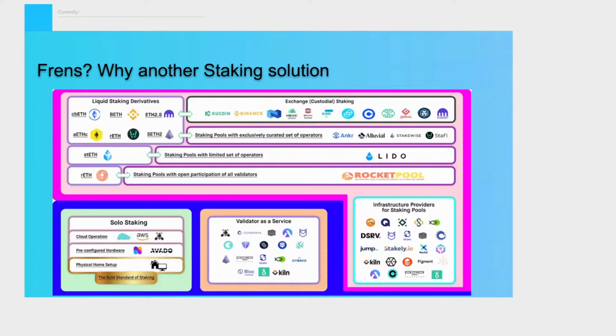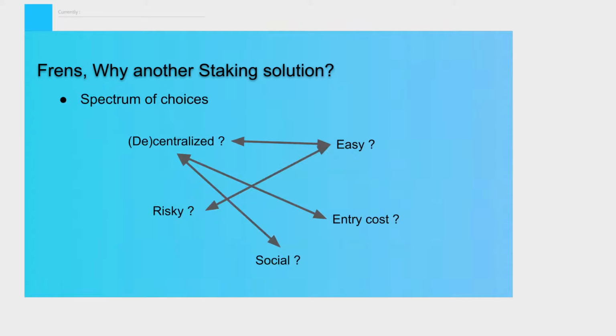Because there are already so many options, going from the gold standard of staking, solo staking, all the way to custodial staking on central exchanges. So why do we need more options? It's not a linear spectrum, of course. There are many choices that need to be made. There's centralized staking. It's easy, so the end user doesn't have to make many choices, but at the same time, that's also risky because lots of things can go wrong there. At the same time, you cannot mess it up yourself.